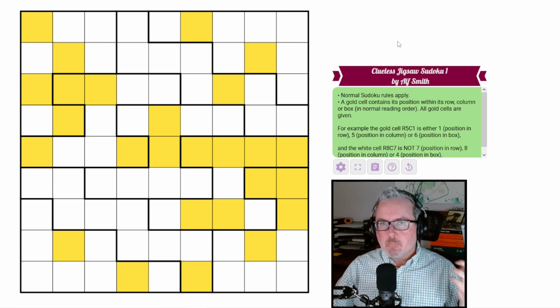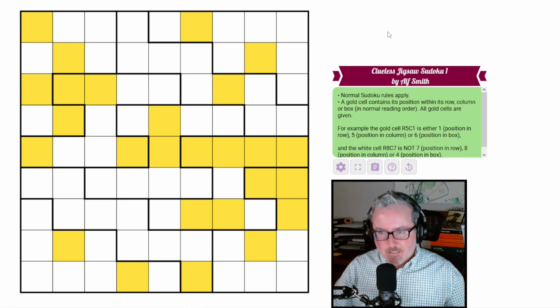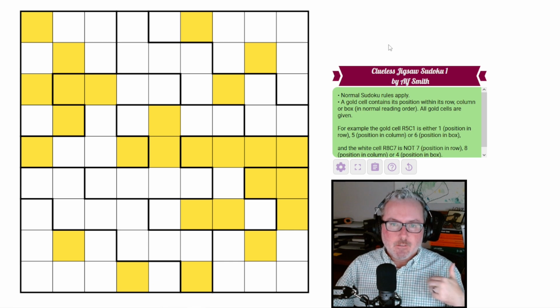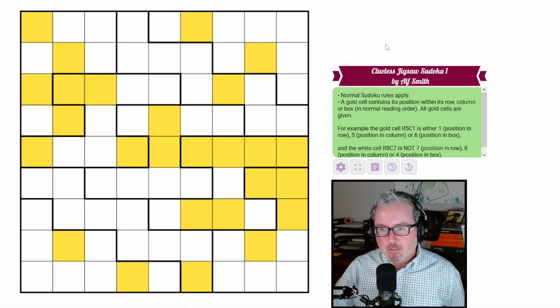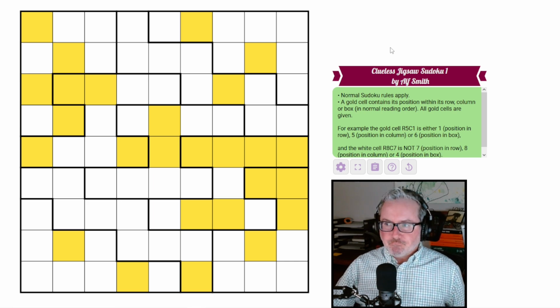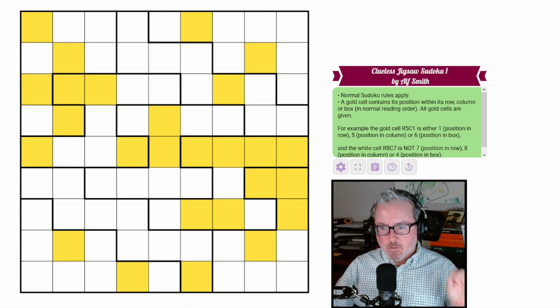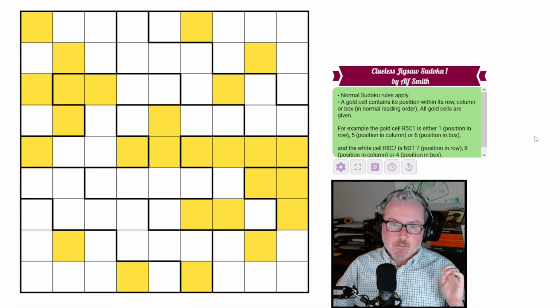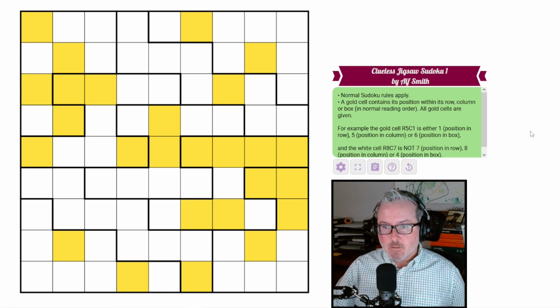It's not on the main channels' main websites that I've seen, so I had to actually get a link to it specifically. But with that said, it's called Clueless, Jigsaw, Sudoku 1 by Alf Smith, and the Clueless just means that there are no clues, or there are no given digits or something like that. So at least that's my interpretation. Anywho, we're gonna take a look at this thing. There's not very many rules, but there's certainly some work that needs to be done. So let's start getting at it.